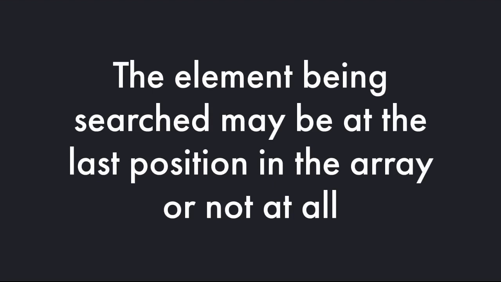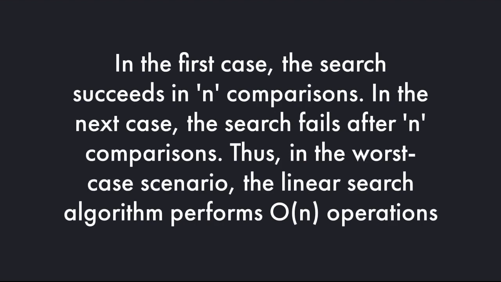There are two cases for which the worst case analysis will take place. That is, the element being searched may be at the last position in the array, or it may not be present at all. So, in the first case, the search succeeds in n comparisons, and in the next case, the search fails even after n comparisons. So, looking at an example with linear search, the algorithm performs O of n operations.